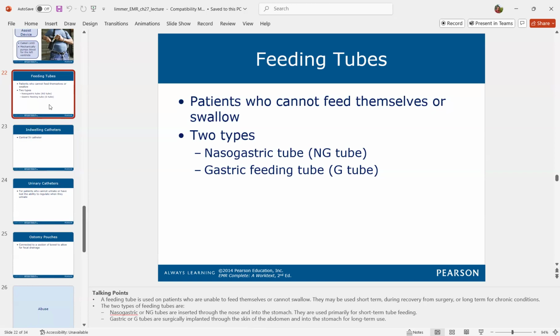And then that younger kid I showed you with the tube going into his belly, that would be a gastric or G tube. They're surgically implanted through the skin of the abdominal area and into the stomach for long-term use. So those are the two types that you'll see.